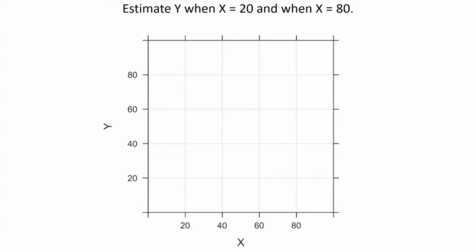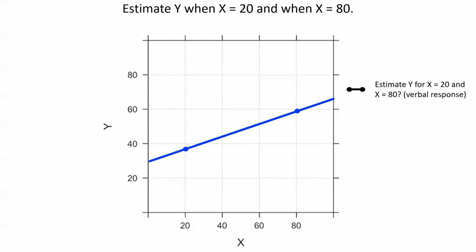gray line. In addition to drawing a line, we also asked participants to estimate the y value when x equals 20 and when x equals 80. In this case, we would obtain 2 points from the response, which we connect to make a line slope, which I will refer to as the verbal synthesis response.